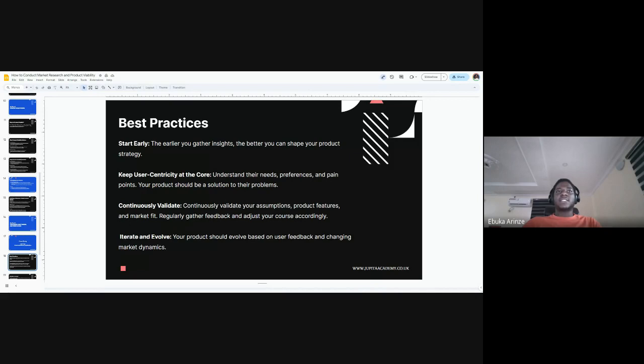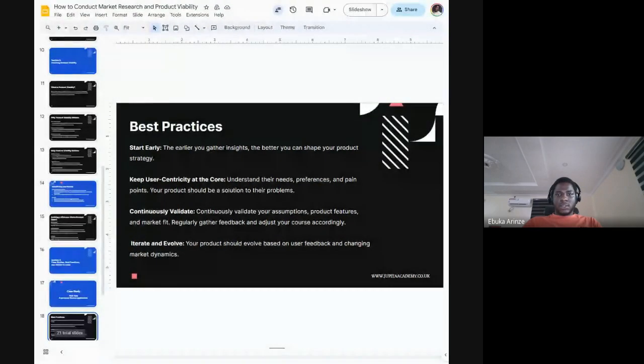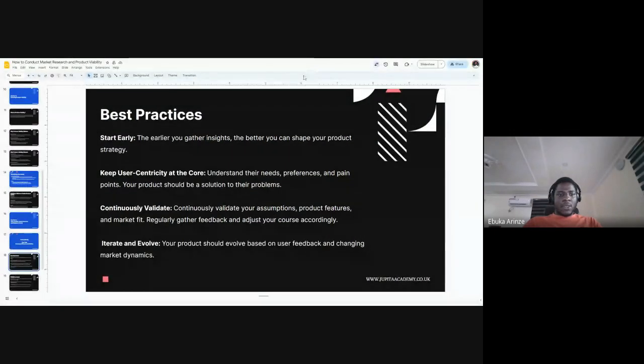Keep user-centricity at the core. You have to understand their needs, their preferences, their pain. Your product is built for the users to solve a problem for them. So that should be your holy grail of focus.